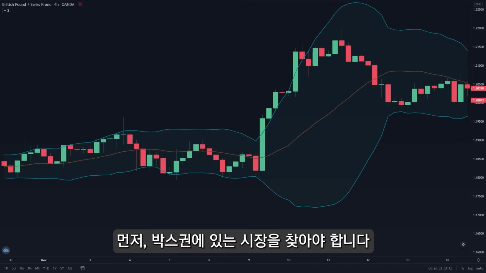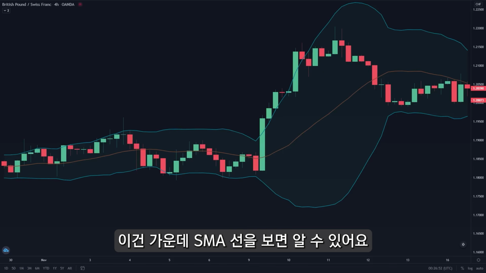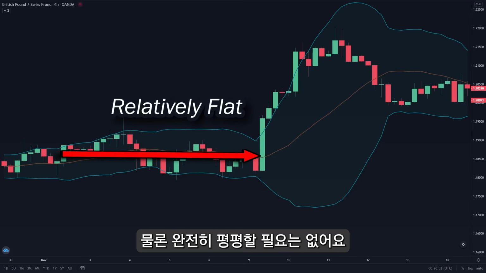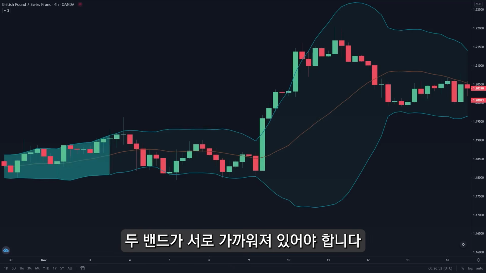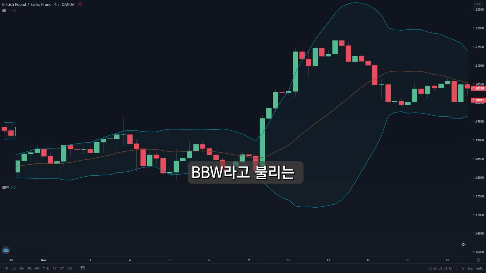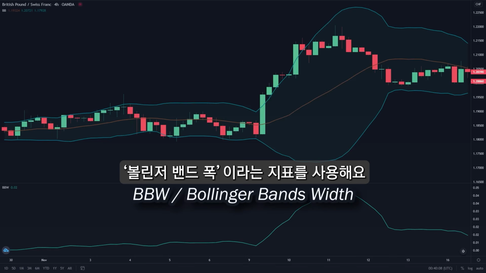First, you need to find a market that is in a range. You can identify this by looking at the middle SMA line. The line needs to be relatively flat like this. However, it doesn't have to be perfectly flat. Next, the two bands must be close to each other. I like to make my job easier by using an indicator called the BBW, also known as the Bollinger Bands width.